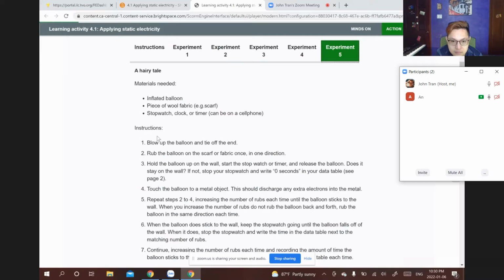Touch a metal object. It should discharge any extra electrons in the metal. Repeat steps 2 to 4. Increase the number of rubs each time until the balloon sticks to the wall. When you increase the number of rubs, do not rub the balloon back and forth. Rub the balloon in the same direction each time.